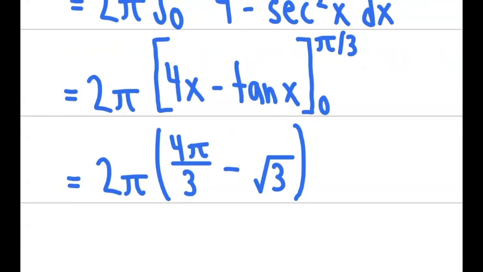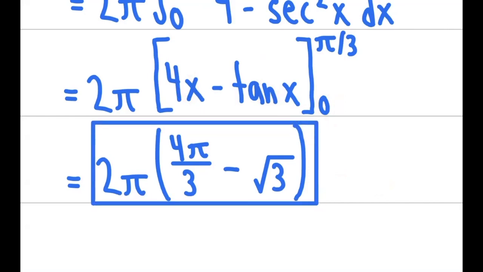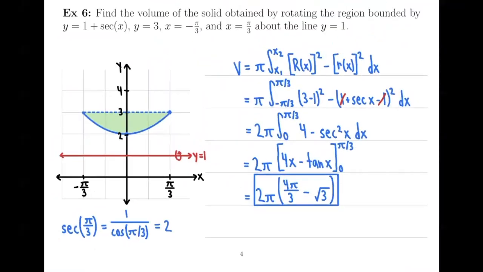So when you plug in 0, this all just becomes 0. So you have a minus 0 out here. And honestly, you can just leave your answer like this. It's totally fine. You can distribute the 2 pi, but it's not really going to get you anywhere. If you're hungry, you make a mistake, so don't do it.